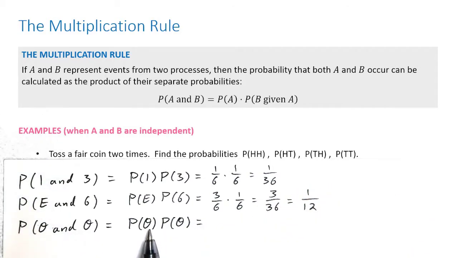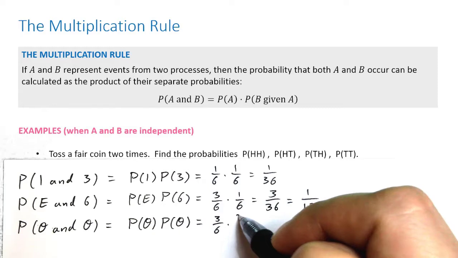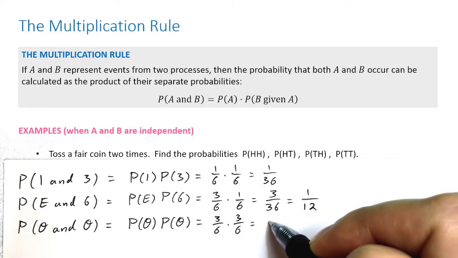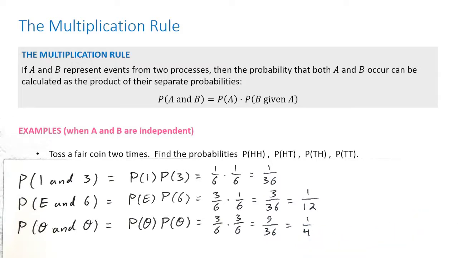Well, there are 3 odd numbers between 1 and 6. There's 1, 3, and 5. So that's 3 out of 6. This is 3 out of 6. And so the product is 9 out of 36. Or in other words, 1 out of 4.